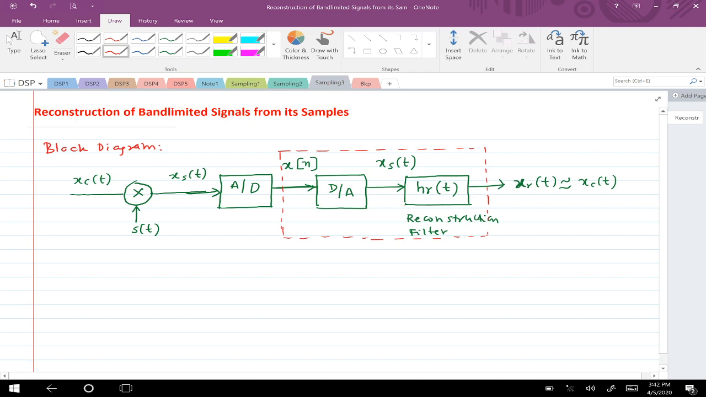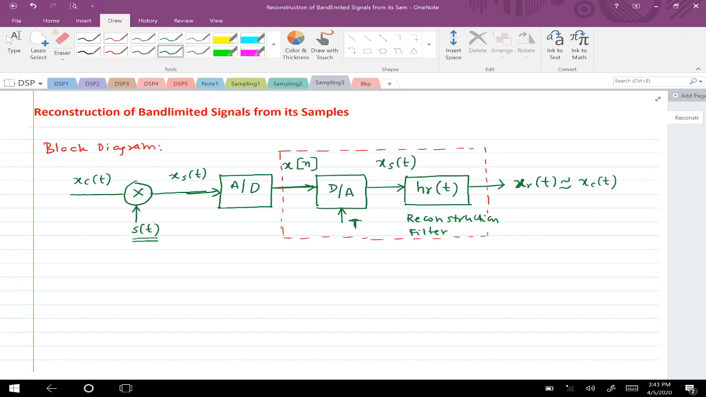Right, now let's start. Given x of n, you want to get xs of t. So what exactly needs to be done? You have signal values at n equal to 0, 1, 2, 3, 4. Unless you have the information of at which rate these samples have to be placed, there is no way you could get xs of t. So I'm additionally keeping another input to this converter where I will mention the sampling rate, capital T, that comes from the sampling. Whichever rate at which you have sampled, that information has to be fed to this digital to analog converter.